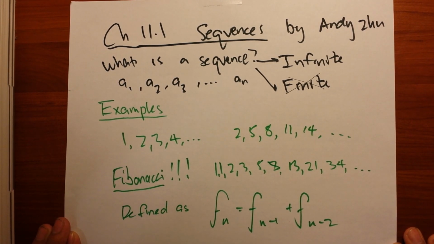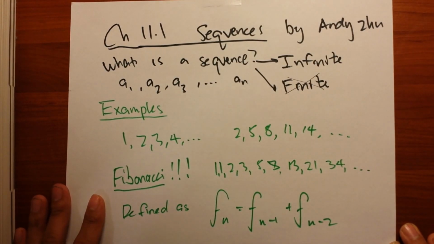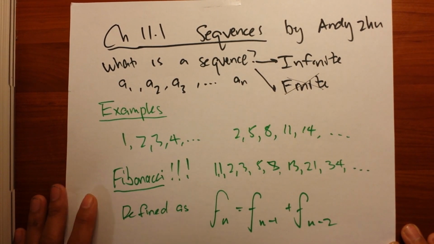To talk about a sequence, we first have to define what a sequence is. A sequence can just be thought of as a list of numbers, a1, a2, a3, all the way up to an. Then a1 is simply the first term, a2 is the second term, a3 is the third term, and in general, an is the nth term.